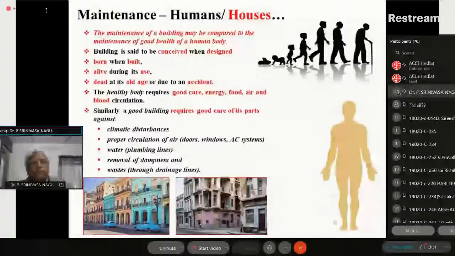So the maintenance of a building may be compared to the maintenance of good health of a human body.